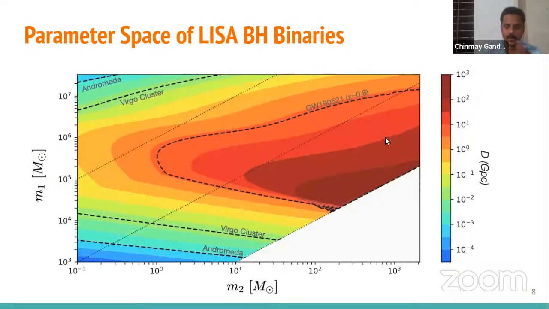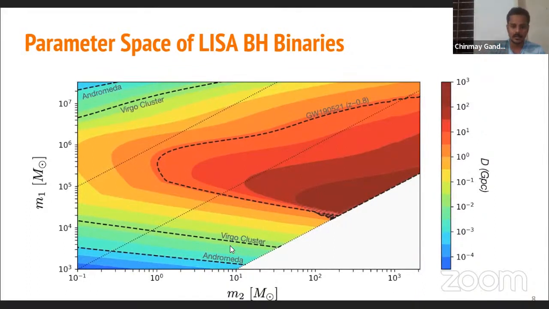Now this is our main result. This plot shows the entire parameter space of masses against the horizon distance. Horizon distance is for an SNR of 10 here. M1, the primary mass, ranges from 10^3 to 10^7, which is 4 orders of magnitude. And the secondary mass is from 10^-1 to 10^3, again a 4 order of magnitude distribution. The colors are for the horizon distance.